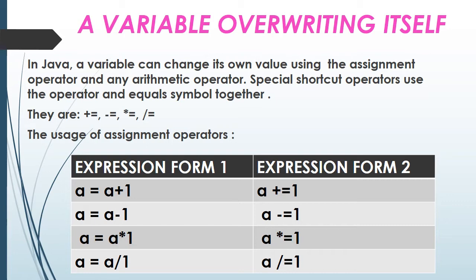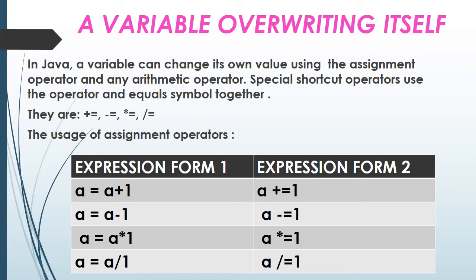Assignment operator means equal to, and arithmetic operators are plus, minus, multiplication and division. Multiplication will be represented by asterisk and division will be represented by slash sign. I think you all know about that.